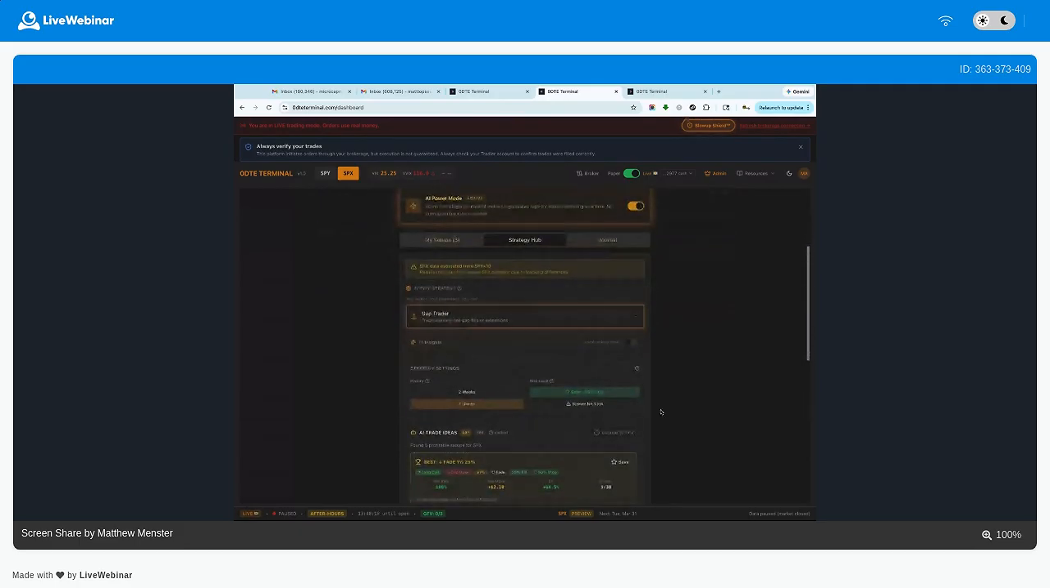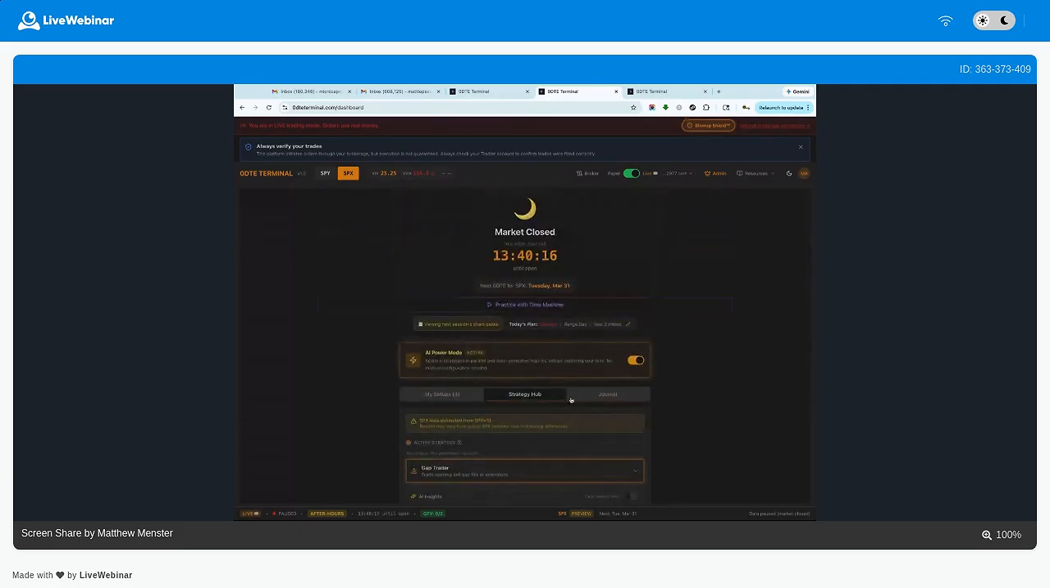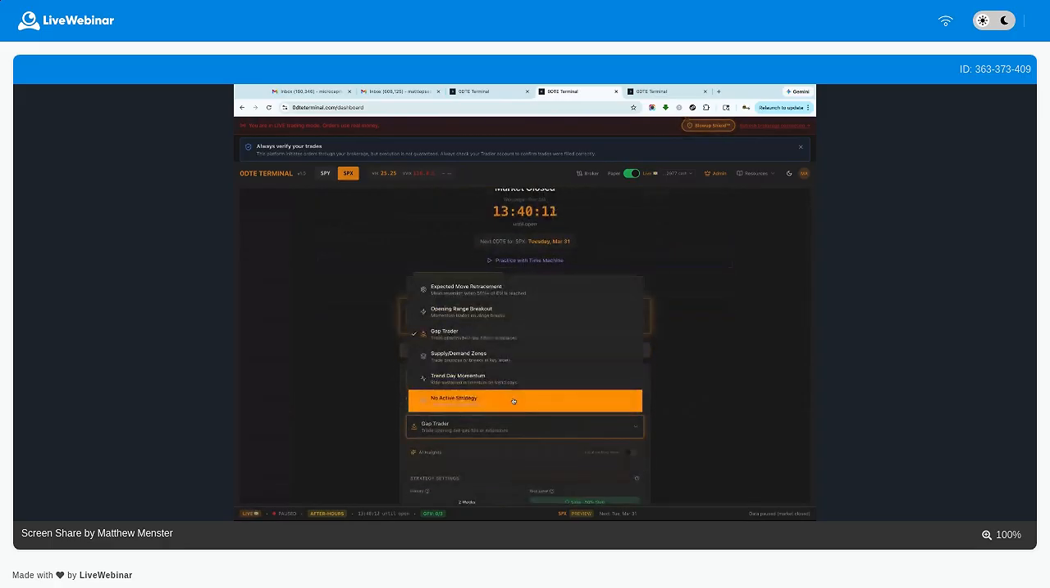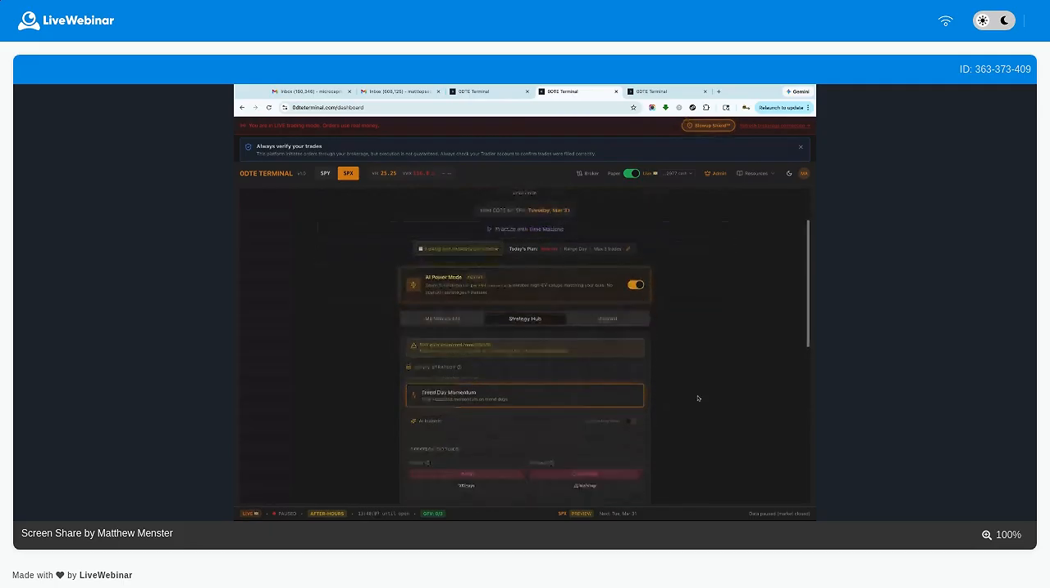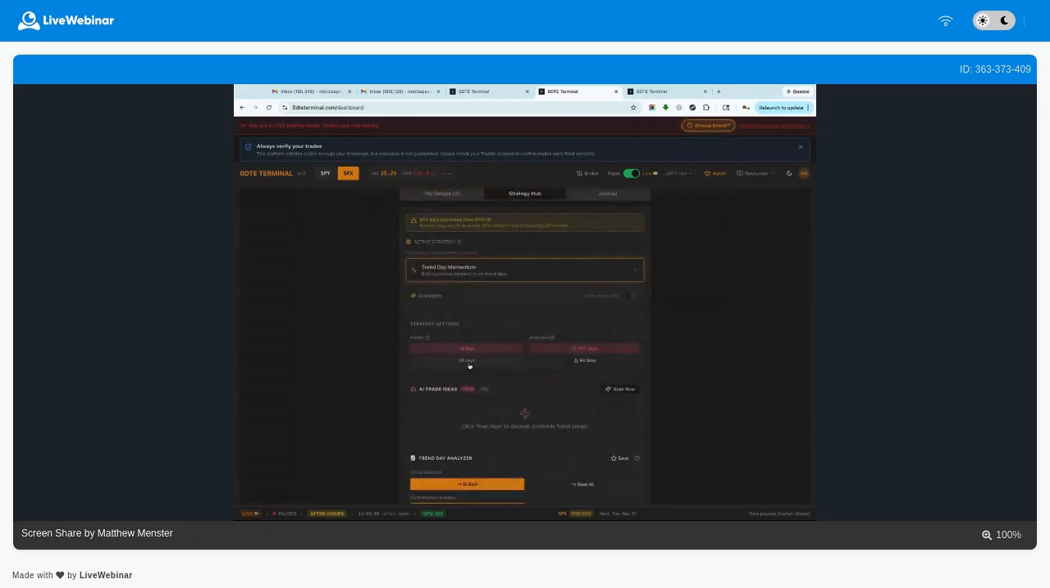So I already used my AI scan for the hour on this one. So let me go to a strategy I haven't used it on yet. And again, you don't even need to use this, guys. I'm just showing you how the AI setups are generated, okay? This is important for you to understand the backdrop.